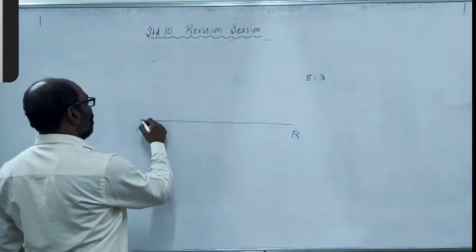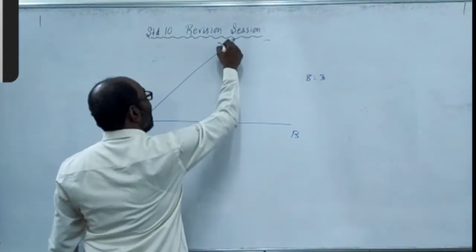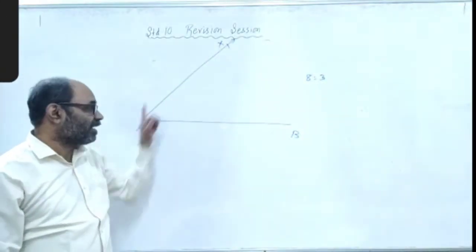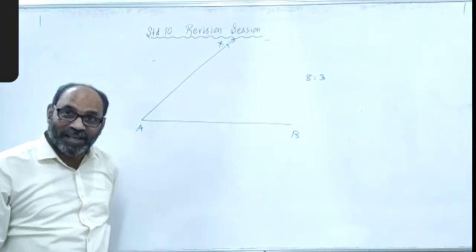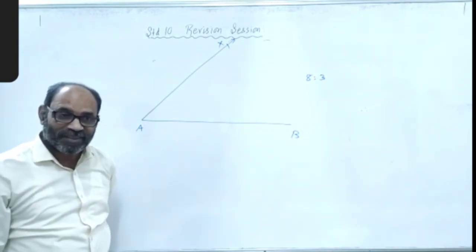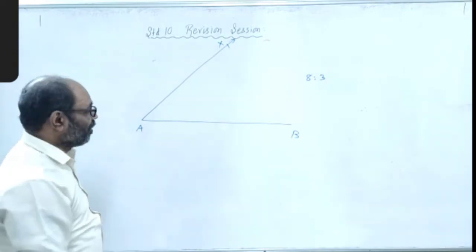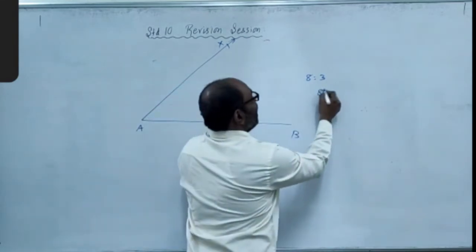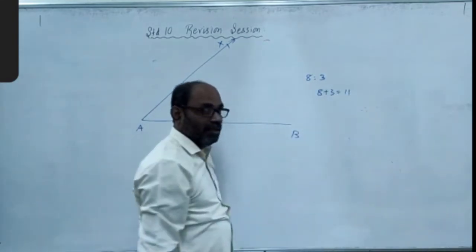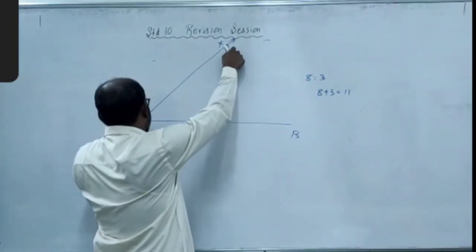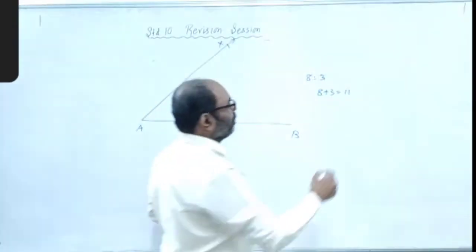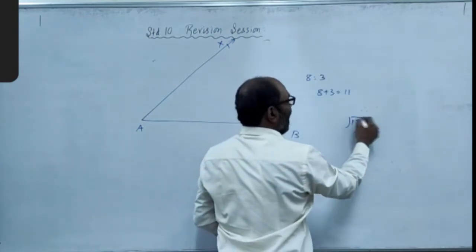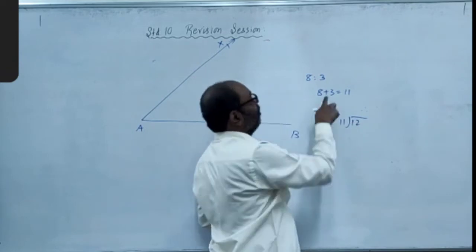First, draw a ray AX, a long one. Draw ray AX such that angle XAB is an acute angle. After that, divide this AX into how many equal parts? 8 plus 3, that is 11. Now measure this AX with the ruler. Suppose it is 12 centimeter, draw as long as you can. So divide that 12 centimeter length by 11.